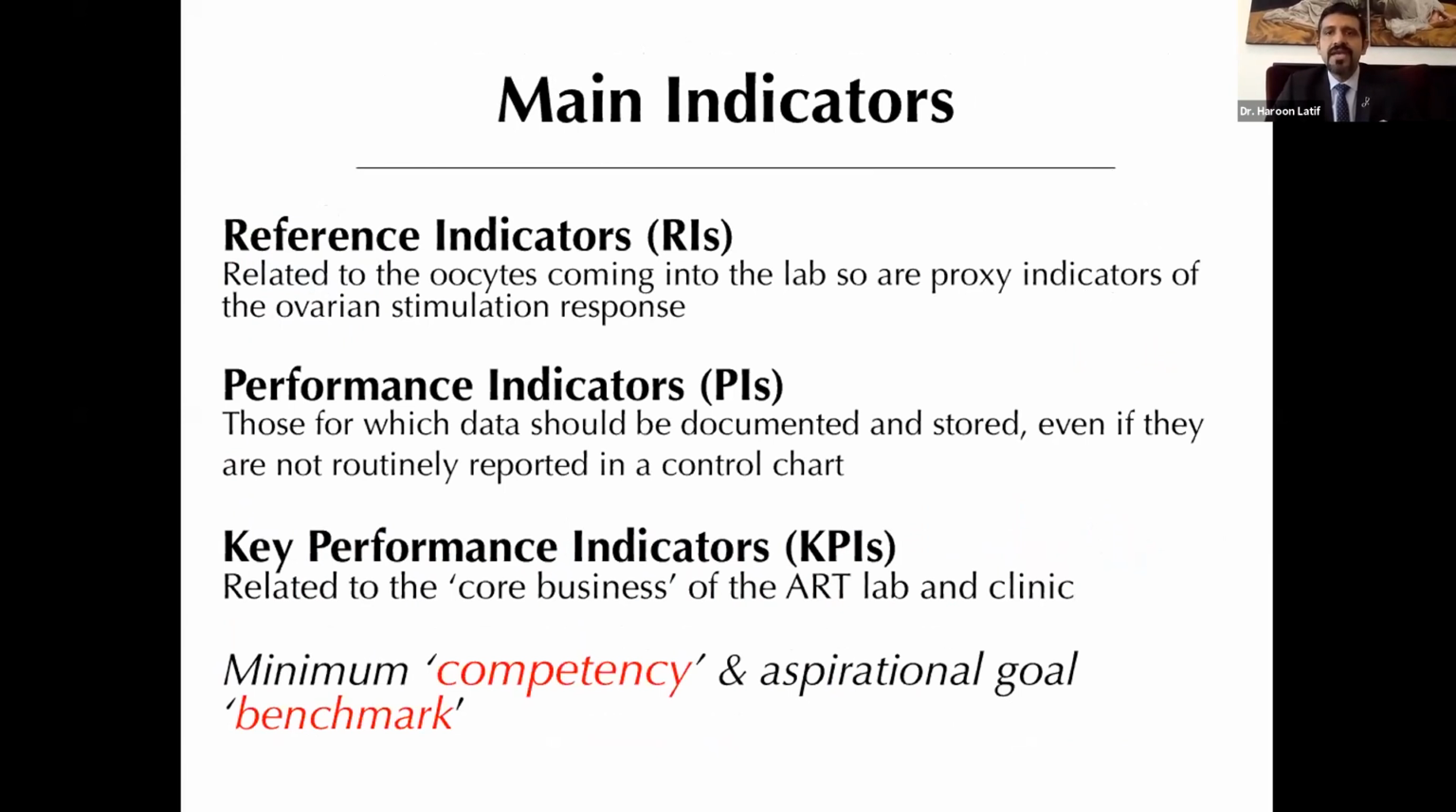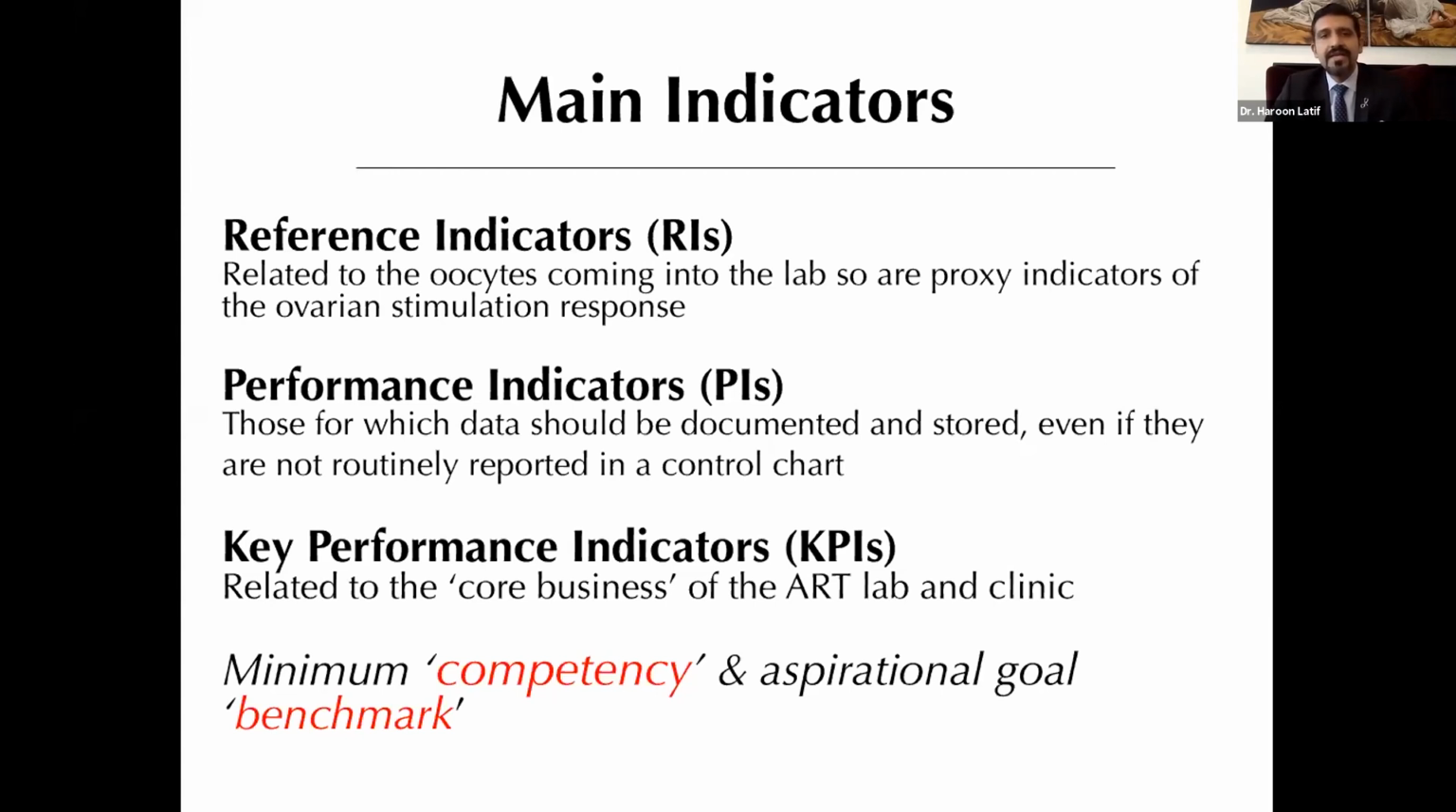What they identified was that there are three main indicators as far as ART is concerned. There are reference indicators, which are actually proxy indicators of the oocytes coming inside the lab. So they do not reflect the kind of work which is going on inside the lab, but in fact, this is the response to the ovarian stimulation protocols being used from the clinical side. Then there are performance indicators, quite a few indicators, but these are documented and stored regularly. However, they are not referred to in a control group regularly. So you don't go back on a regular basis and check how things are in the lab as far as these performance indicators are concerned.